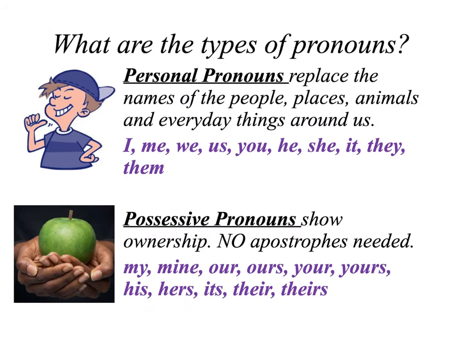Here's the basics. What are the types of pronouns? There's personal pronouns. They replace the names of people, places, animals, and everyday things, aka the noun, around us. There's your examples. There's also possessive pronouns that show ownership, like these. There's no apostrophe needed. See that it's not "it's" with an apostrophe S. It's not "it is" that's been shortened. It's the ownership "its."